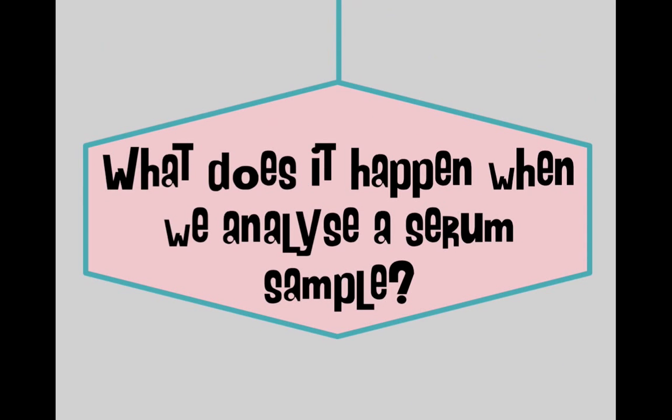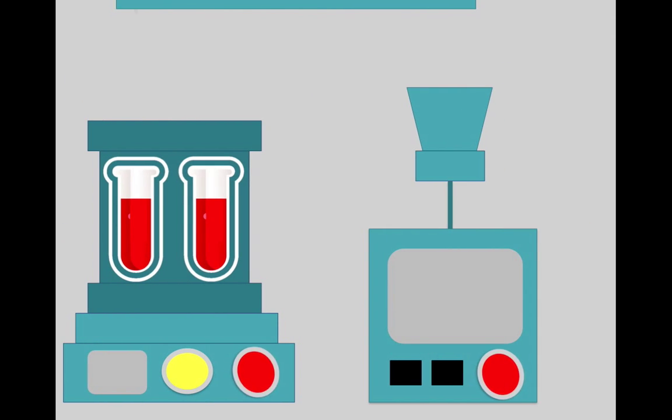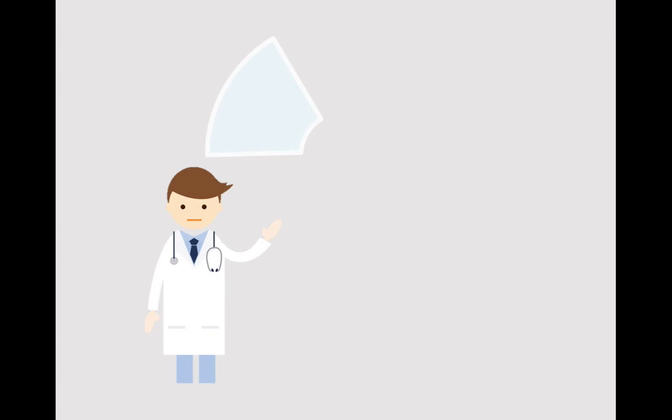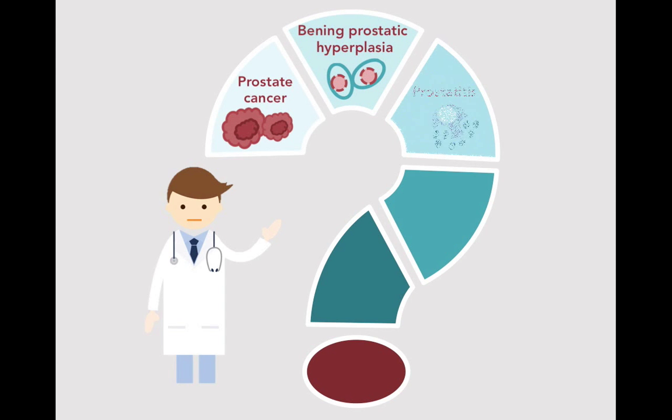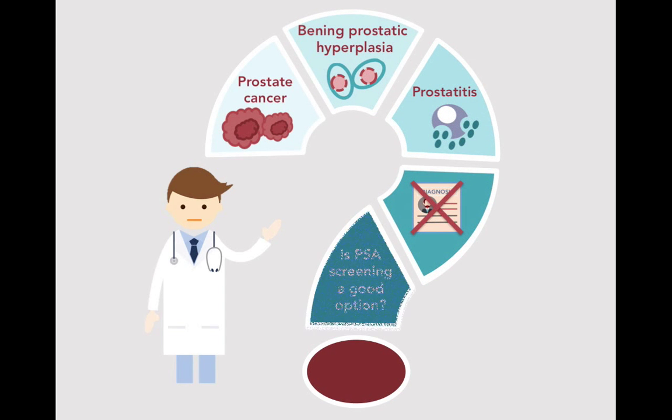What happens when we analyze a serum sample? PSA is there in small concentration. The point is that this concentration is higher when a patient suffers prostate cancer. This is why it has been used so far to detect the pathology. However, this PSA increase is not just due to the presence of prostate cancer. It can also be caused by a benign prostatic hyperplasia or by a prostatitis, leading to wrong diagnosis.